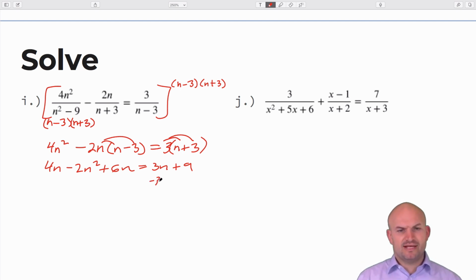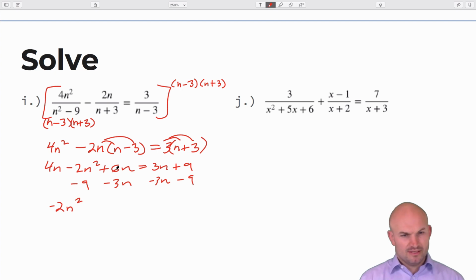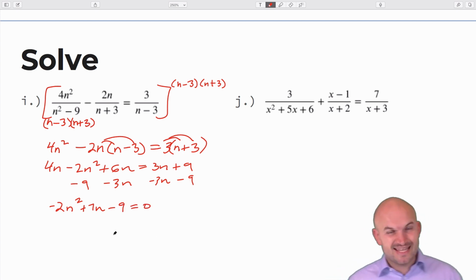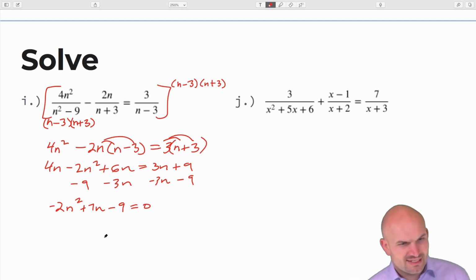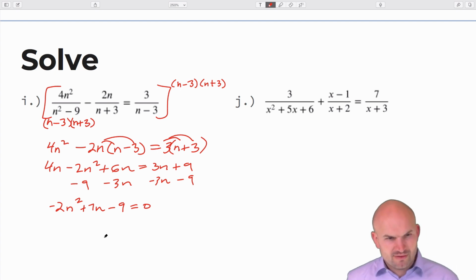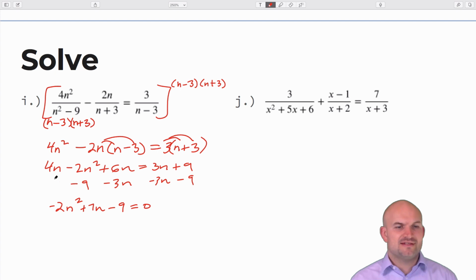Let's get the 3n to the other side. Let's get the negative 9 to the other side. So I get a negative 2n squared. That becomes a 3, so that becomes a positive 7n minus 9 equals 0. Now again, if I was going to factor this, I don't want that negative in front, right? How do I get the negative 9? I don't remember this being the problem. Let me just double check and make sure I did it correctly. What happened to the 4n squared? Ah, that's where I made a mistake.